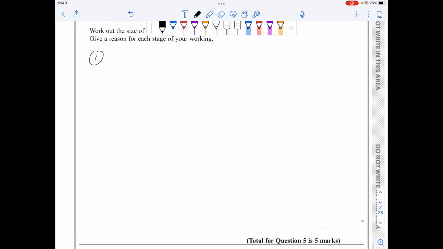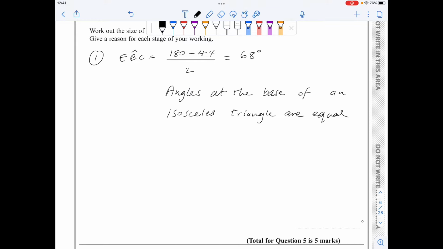So step 1, EBC is equal to 180 minus 44 divided by 2. This will give me 68 degrees. And the reason is that angles in an isosceles triangle are equal. Then for the second step, angle GBC is equal to 180 minus 68. This is equal to 112 degrees because angles on a straight line add up to 180 degrees.